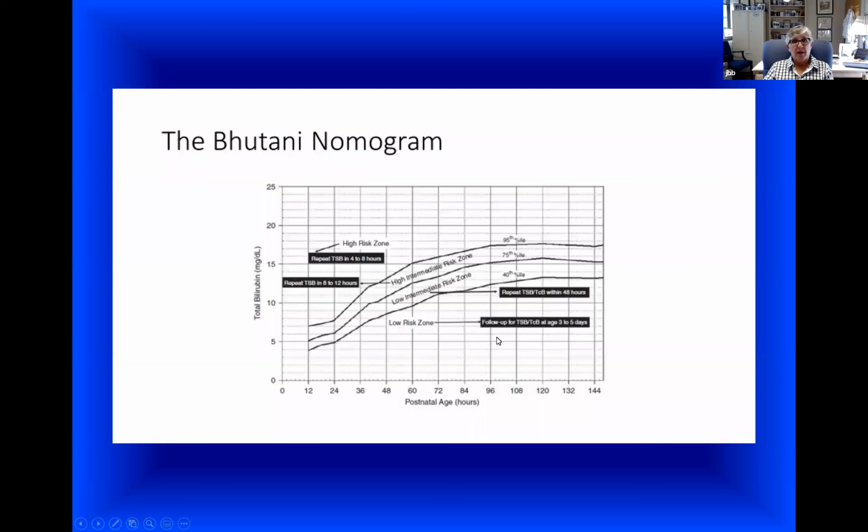Your tiny nomogram is telling you how soon to repeat it. High risk, 4 to 8 hours. And the high intermediate, 8 to 12 hours. Low intermediate, within 48 hours. And low risk zone, 3 to 5 days. And depending on how low risk, whether you can just follow them clinically and not have to actually check a lab value.